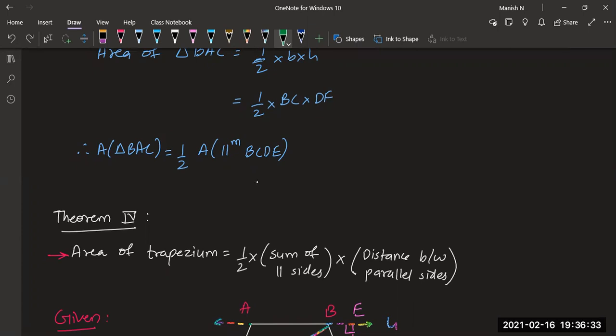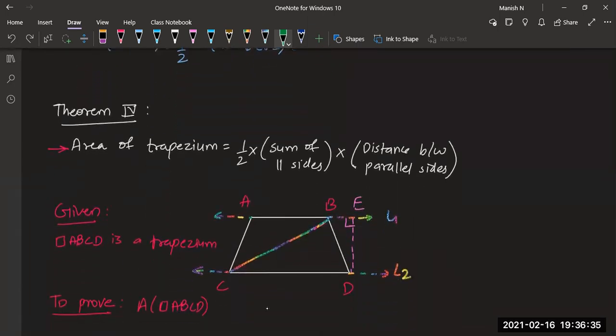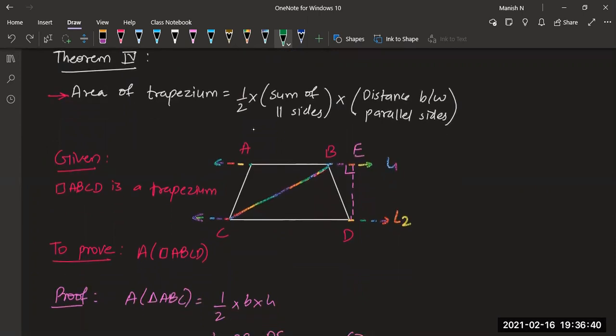So we are given that quadrilateral ABCD is a trapezium. We have to prove that area of quadrilateral ABCD is half into sum of parallel sides, that is AB plus DC or CD, into distance between parallel sides, that is DE, right? So we would say construct BC, construct diagonal BC.